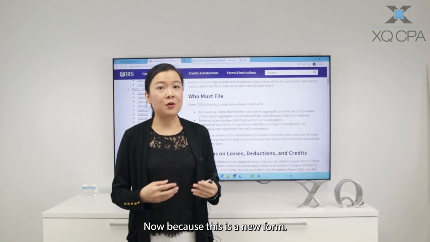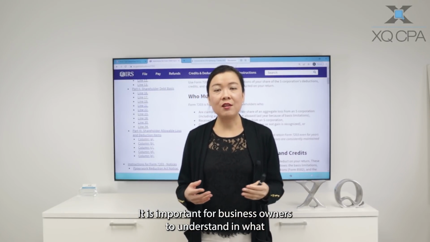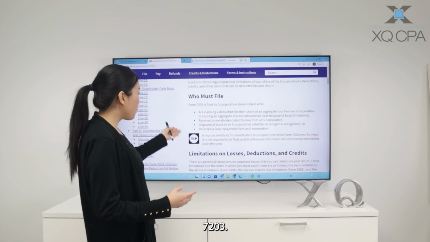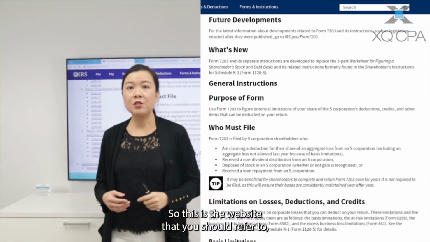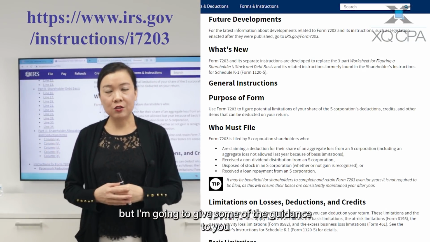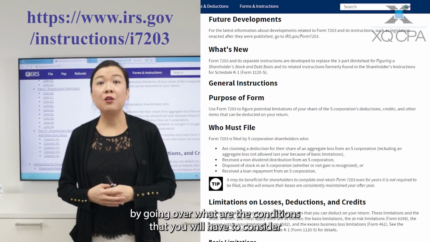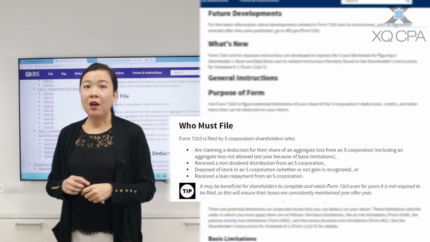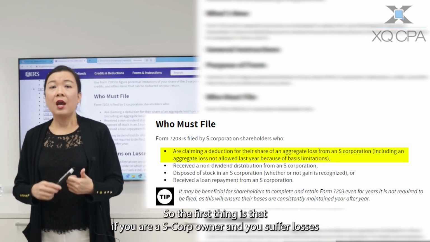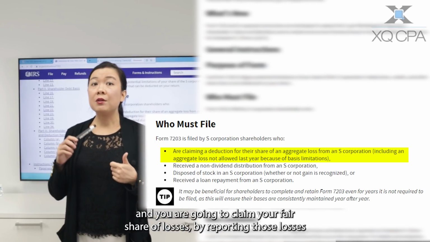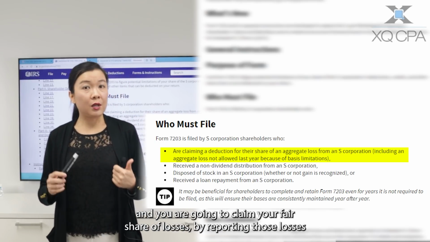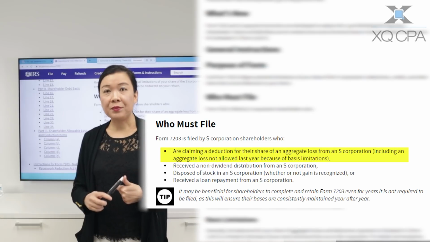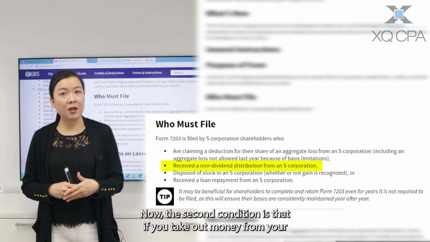Now, because this is a new form, it is important for business owners to understand in what situations or circumstances will trigger the filing of 7203. So this is the website that you should refer to, but I'm going to give you some guidance by going over the conditions that you will have to consider in filing your 7203 disclosure to the IRS. So the first thing is that if you're an S Corporation owner and you suffer losses and you are going to claim your fair share of losses by reporting those losses in your 1040, then you definitely have to file this form.